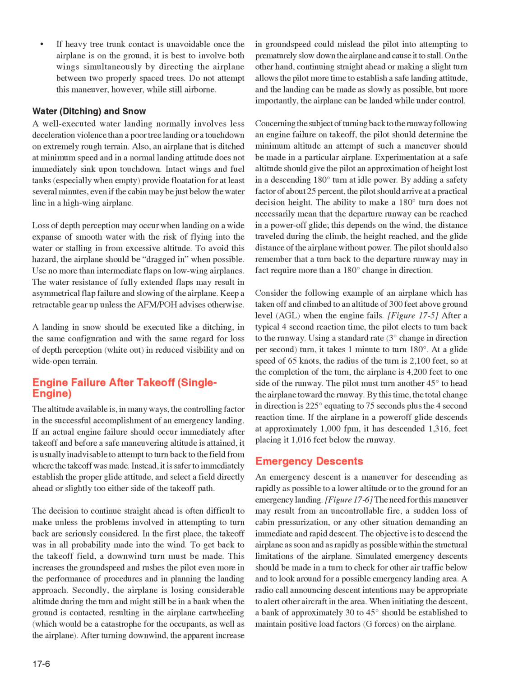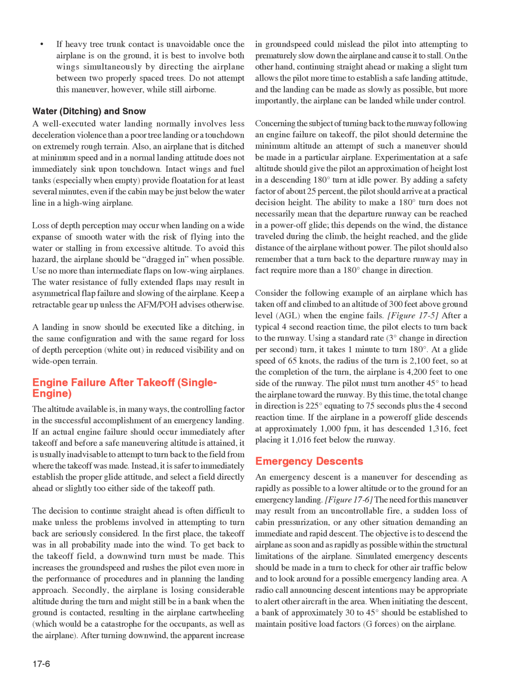Emergency descents. An emergency descent is a maneuver for descending as rapidly as possible to a lower altitude or to the ground for an emergency landing. Figure 17.6. The need for this maneuver may result from an uncontrollable fire, a sudden loss of cabin pressurization, or any other situation demanding an immediate and rapid descent. The objective is to descend the airplane as soon and as rapidly as possible within the structural limitations of the airplane. Simulated emergency descents should be made in a turn to check for other air traffic below and to look around for a possible emergency landing area.